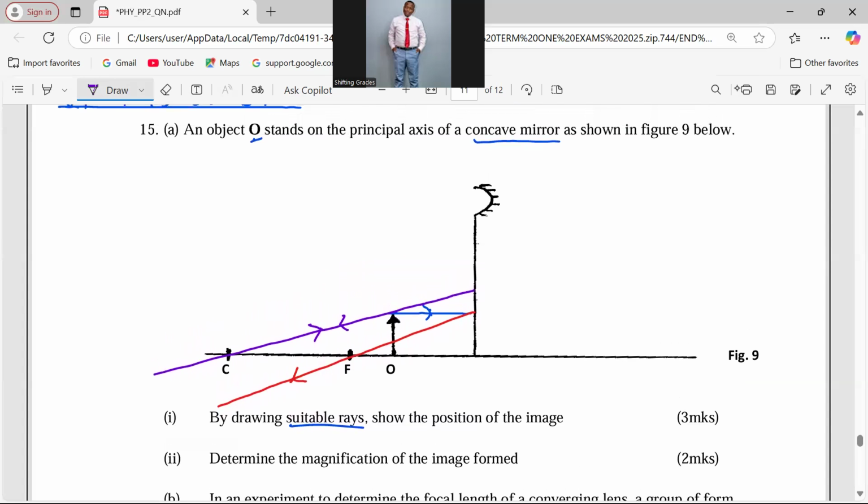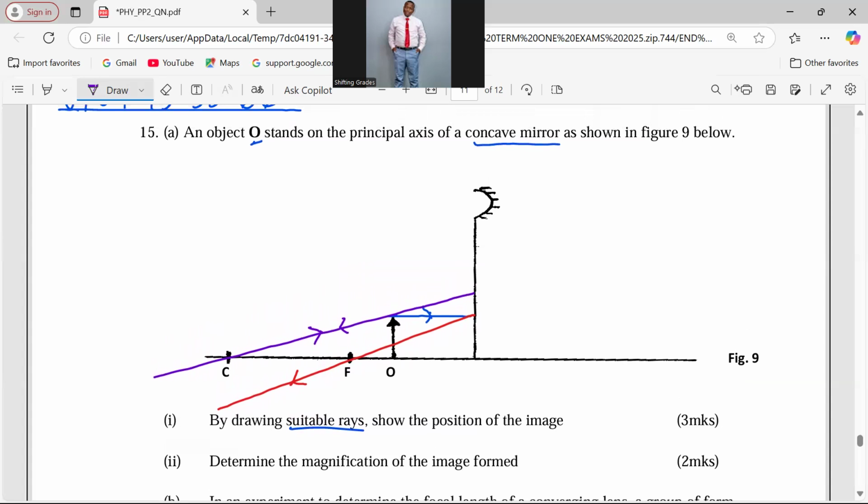Therefore, the rays can be seen to be meeting behind the mirror. Therefore, we are supposed to extend them behind the mirror. And remember now, beyond the mirror, we are supposed to use dotted lines. Therefore, we can dot the same ray behind the mirror in this manner. Then we also extend the first one beyond the mirror so that they may intersect somewhere virtually. It's called virtual intersection. Virtual intersection of rays, like that.